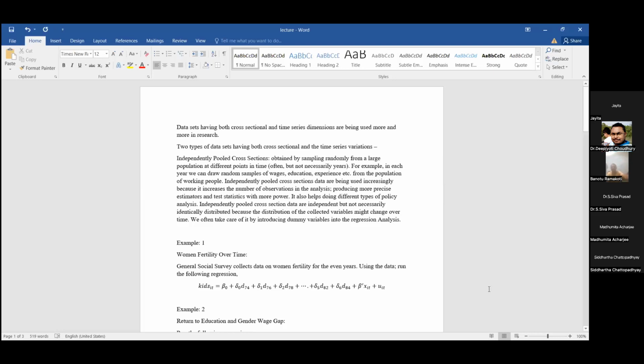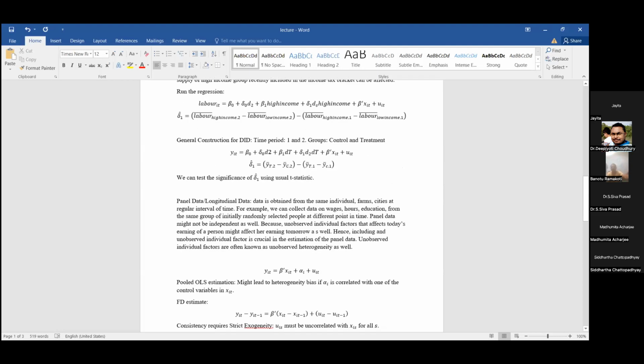That is panel. This is exactly what I have mentioned over here. This is my panel over here. Panel data or longitudinal data. Data is obtained from the same individual, farm, cities at regular intervals of time. For example, we can collect data on wages, hours, education from the same group of initially randomly selected people.